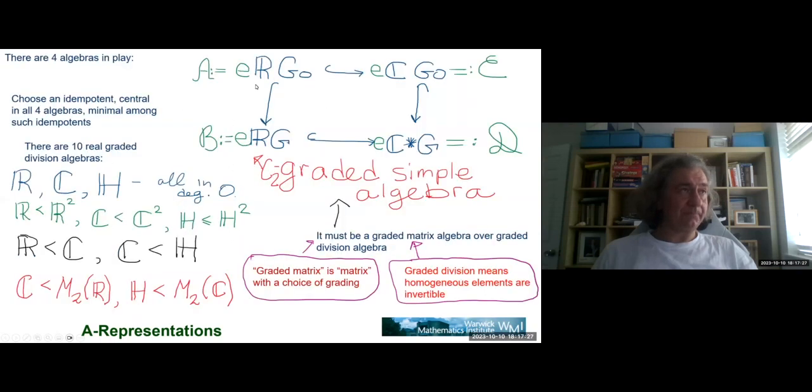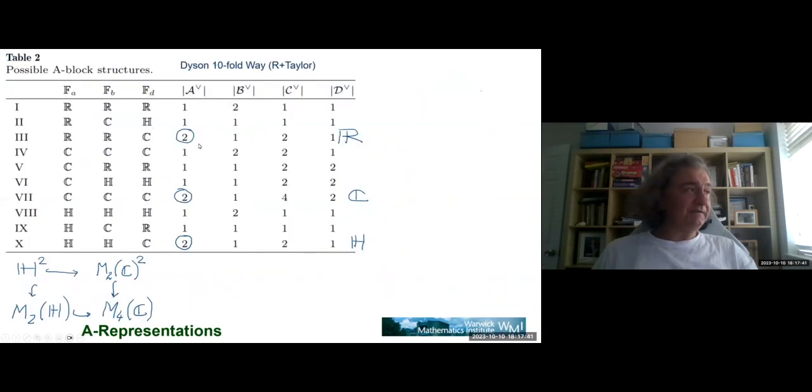Essentially, FA, FB, and FD will be the corresponding division algebras behind the graded division algebra. And here it's always complex numbers. What Dyson was doing, he was looking only at these 2. So for him, type 1 he called RR. This is called RC. There are 2 possibilities where these 2 match. These are called CC1 and CC2.